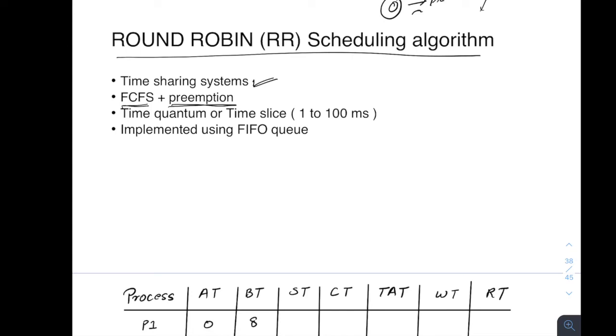How the processes are preempted is based on a time quantum or time slice. This can vary from 1 to 100 milliseconds. When I take the example, you will understand more. And this is implemented using a FIFO queue.